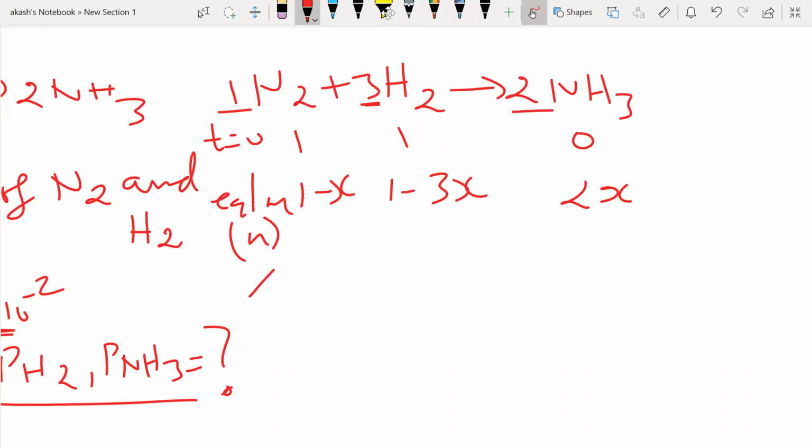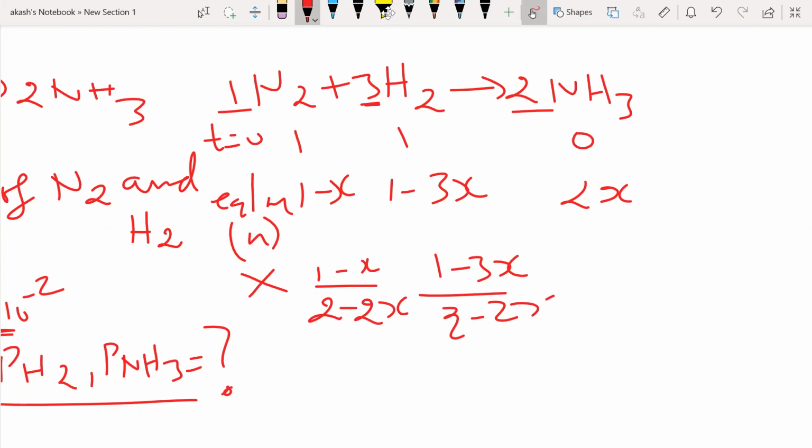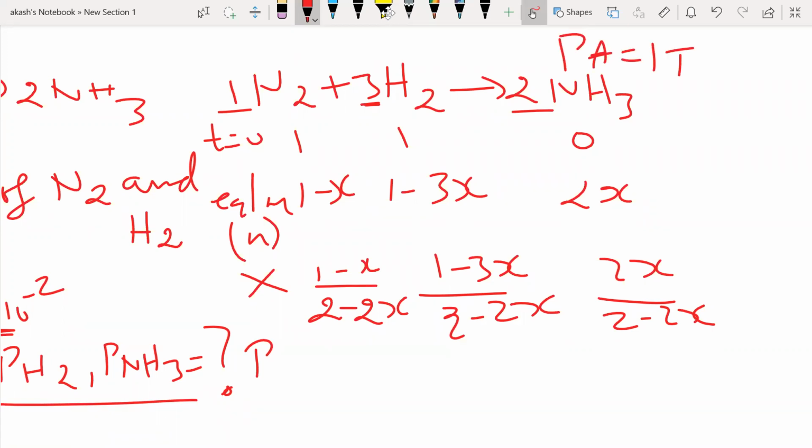Now when I write the same thing in terms of mole fraction, the total moles will be 1 plus 1 minus 2x, so it will be 2 minus 2x. So 1 minus x divided by 2 minus 2x, and this would be 1 minus 3x divided by 2 minus 2x, and this would be 2x by 2 minus 2x would have been the mole fractions. And I know the individual partial pressures of these. Hope you remember Dalton's formula: PA is equal to P total into the mole fraction of that particular component.